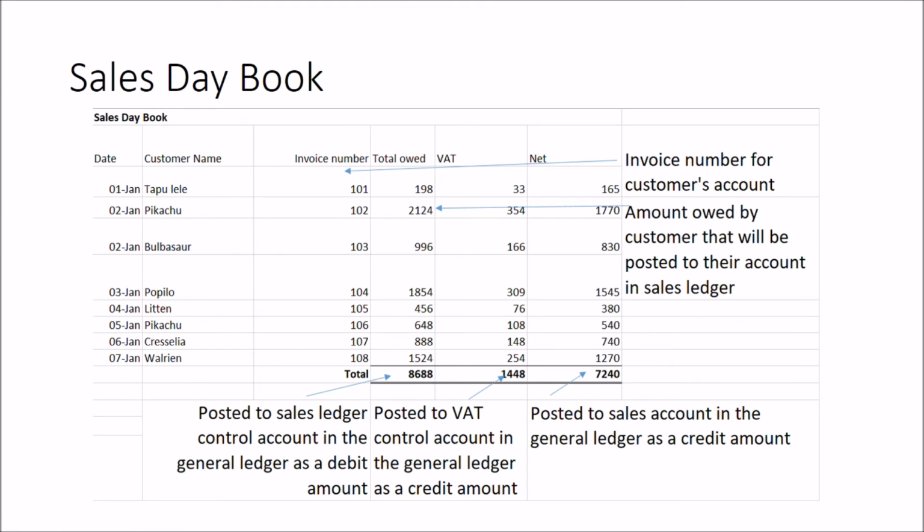So this sales day book has been posted weekly here. The journals for posting in the General Ledger are: debit the Trade Receivables Control Account, the T account in the General Ledger, 8688. We're going to credit the VAT Control Account, the T account in the General Ledger showing the amount owed to the government, 1448, and credit sales, which is the amount that's owed to shareholders eventually, 7240.